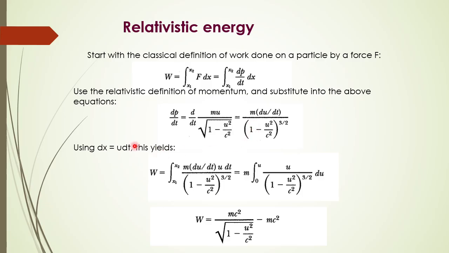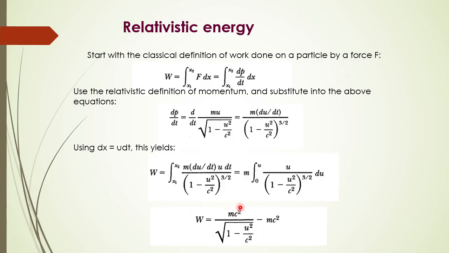Then we'll use dx equals u dt to do a substitution and turn my entire integration of work done into terms of du. So our limits of integration also change, from 0 to u. Now I'm integrating with respect to u, and you can do that. What you will end up with is that work done is this complicated equation here. But don't worry, we're just using work done in this case so that we can use the work-energy theorem to find an expression for kinetic energy. So let's go to the next slide and see what we can do with this.